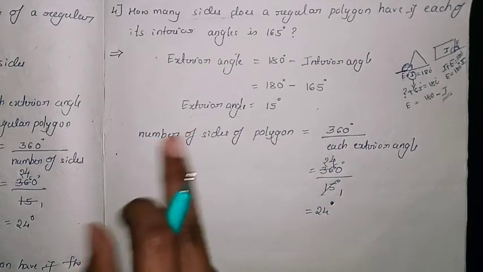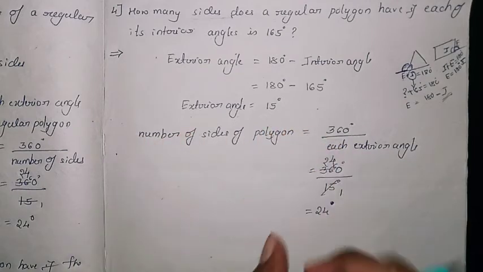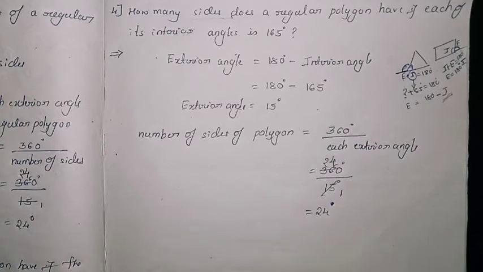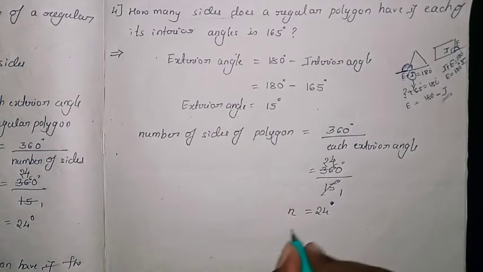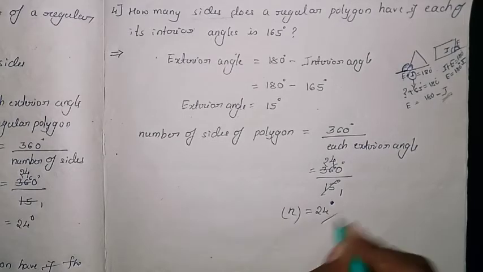So how many sides does the regular polygon have? The regular polygon has 24 sides. This is our final answer. The number of sides can be given in terms of n, so we write n is equal to 24. So this is the fourth problem. Let's move on to the fifth one.